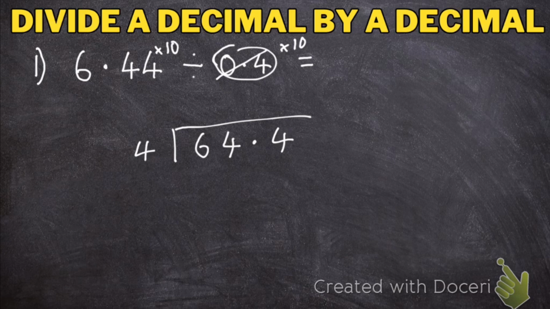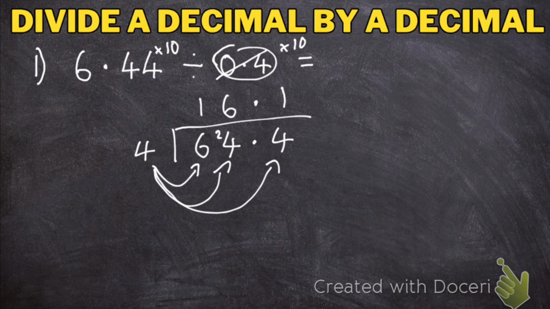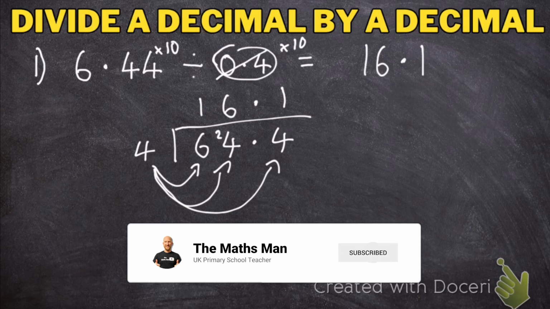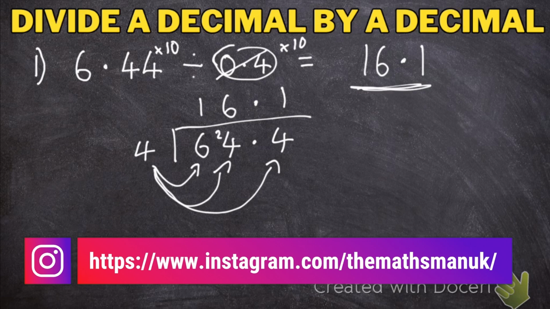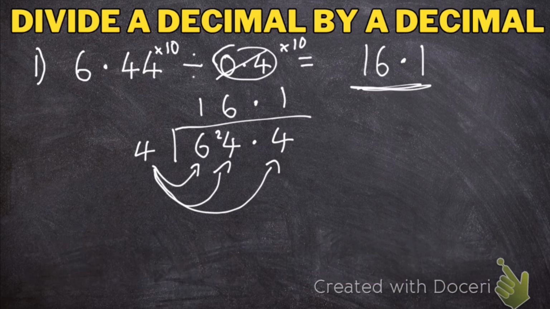Now already this is looking a lot easier for me to divide. So I'm just going to get straight on with it. How many 4s in 6? There is 1, and there's 2 remainder. How many 4s in 24? There are 6, and there are no remainders. And how many 4s in 4? There is 1. And there's my final answer. So the final answer is 16.1.